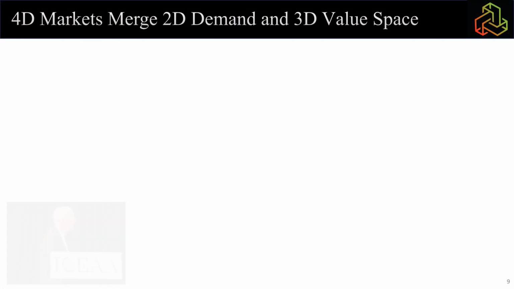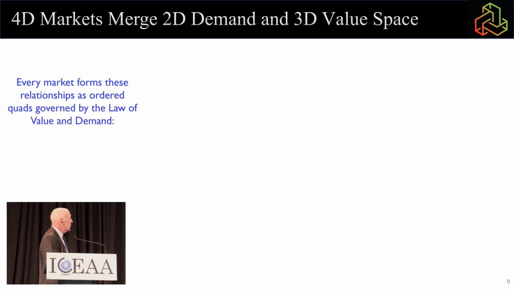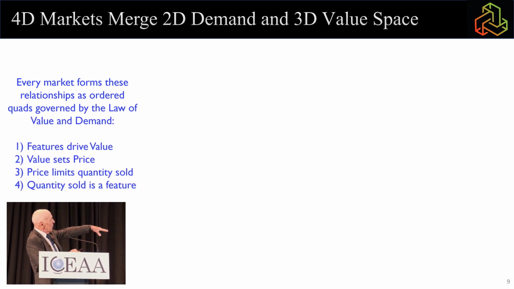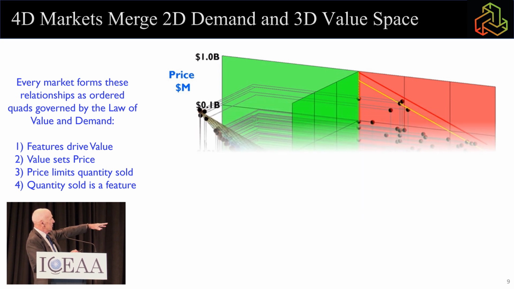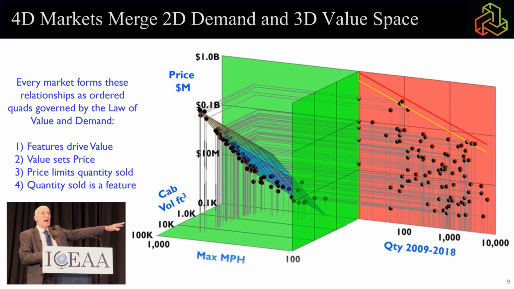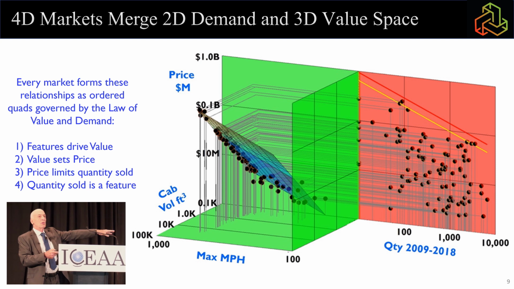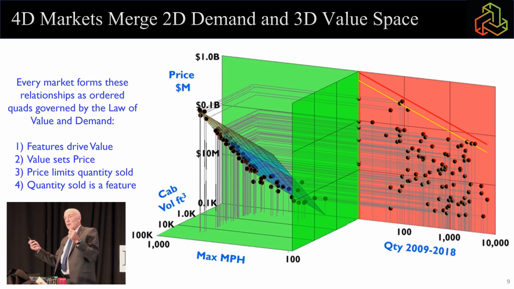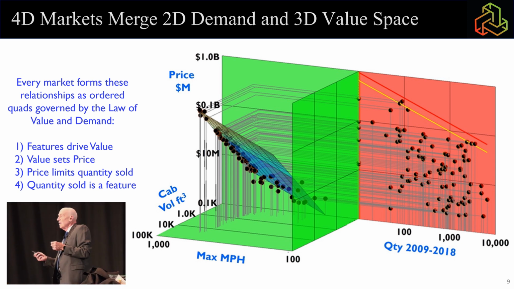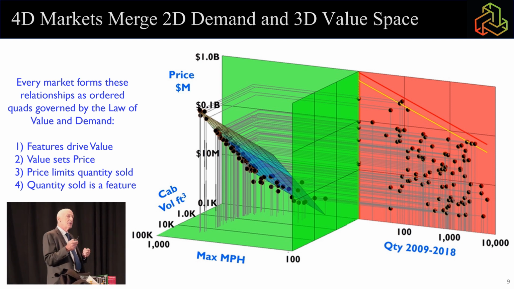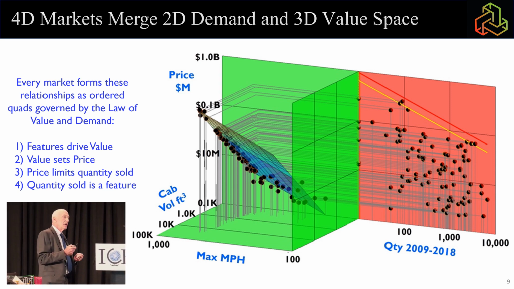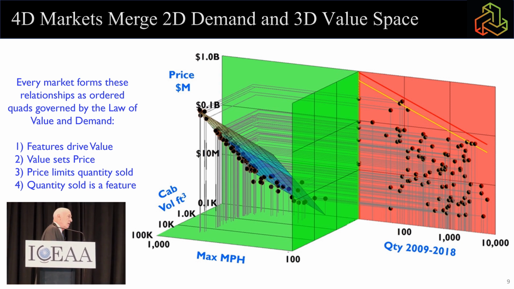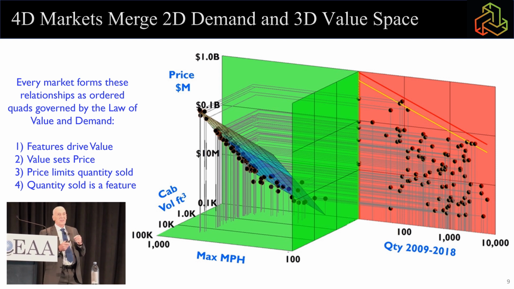Or not. So what this means then is that we're merging these two spaces together, this one plane and the space together. And so what happens here is we're discovering a different rule that applies in the market, which we call the law of value and demand. Not supply and demand, the law of value and demand, which states that the features of a product drive value. Value eventually will set the price, if it didn't originally. Price will limit quantity sold, and quantity sold is a feature.